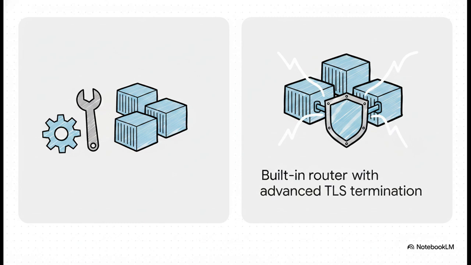Just getting traffic into a standard Kubernetes cluster requires the Ingress API, meaning you have to manually install and manage an external controller, something like Nginx. But OpenShift provides Routes natively, right out of the box. It's powered by a built-in HAProxy router. This is huge because it supports advanced TLS termination models from day one. Whether you want edge decryption right at the router, passthrough straight to the pod for end-to-end encryption, or re-encryption for maximum defense in depth, it's just there, ready to go.